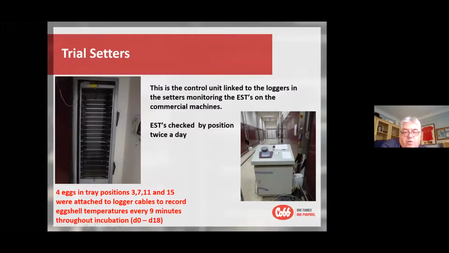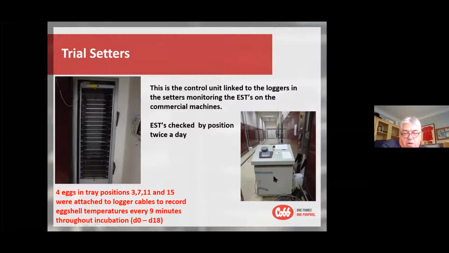These are the setters, it's Hatch-Tech machines. And this is the trial machine. You see, it's just one trolley machine. It's got its own control panel here. On both these machines, we have probes that we can attach to certain eggs so we can monitor the eggshell temperature throughout the incubation time.